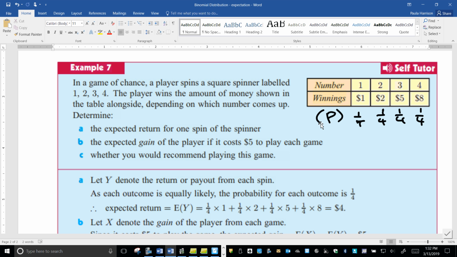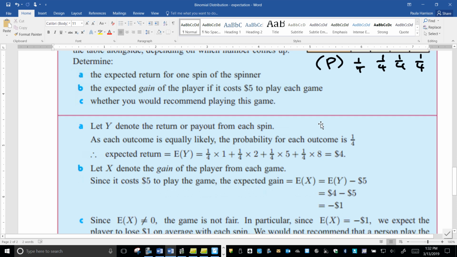Okay. Now we need to find the expected gain of the game. It says it costs $5 to play the game. So what we said was to find the gain, it's going to be the return subtract the cost. What was our expected return? $4. What was the cost? $5. So we're going to do 4 subtract 5. Hopefully not too challenging. We get -1. So this game averages out that we're losing $1 each time we play it.